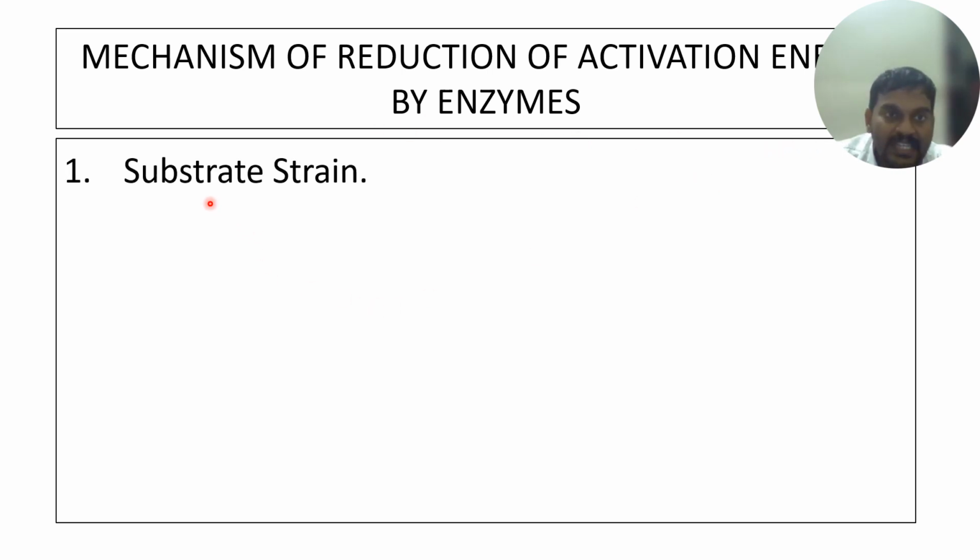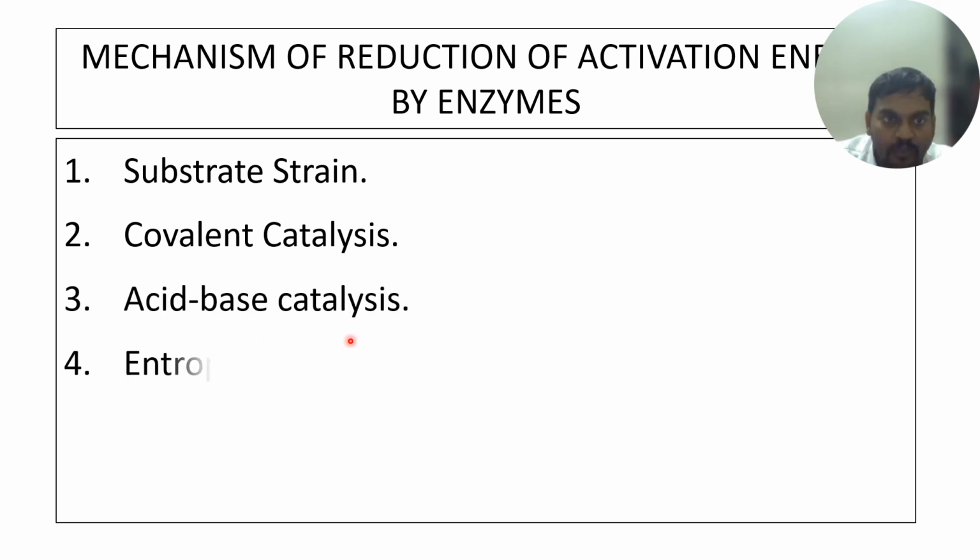The first point is substrate strain. Second is covalent catalysis. Third is acid-base catalysis. Fourth is entropic effect. So these are the 4 important points which we are going to see now. Let's start with substrate strain.